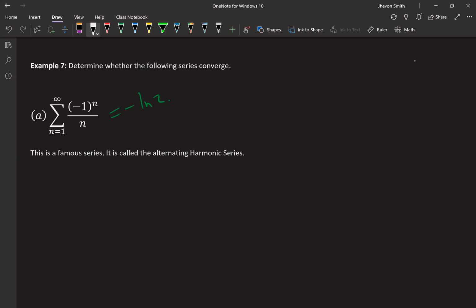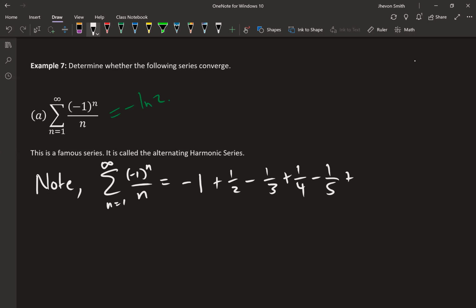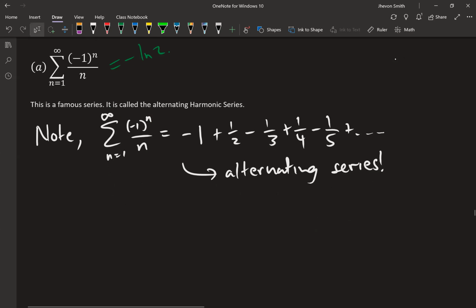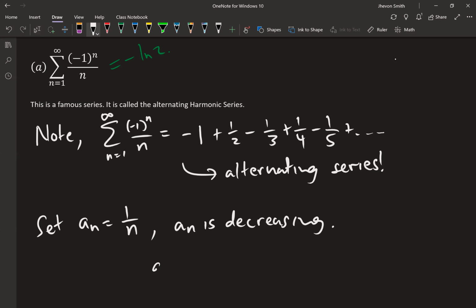So here, note the series (-1)^n over n, n goes from 1 to infinity. This is equal to minus 1 plus a half, minus a third, plus a fourth, minus a fifth, plus and so on. Notice that now it's an alternating series, because the signs are alternating for each term. So if I set a_n equal to 1 over n, which is what it is right here, I can see that a_n is decreasing. That's pretty obvious. And the limit of a_n is equal to 0.